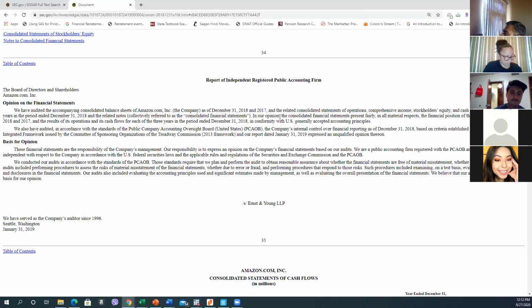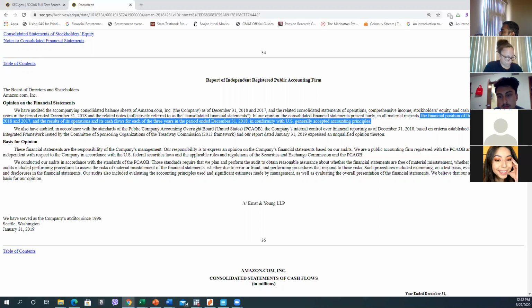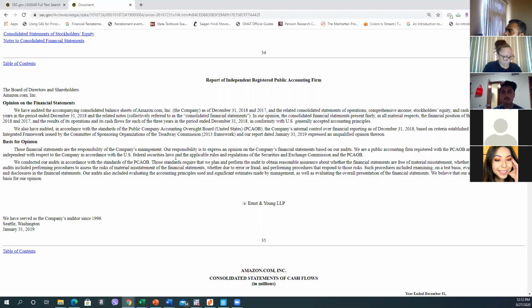And they're saying, in our opinion, see, consolidated financial statements present fairly, in all material respects, the financial position of the company at December 31st, 2018 and 2017, and the results of its operations and its cash flows for each of the 3 years in conformity with US generally accepted accounting principles. So this is how the auditors are saying.